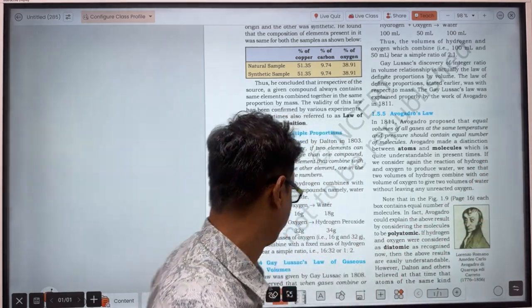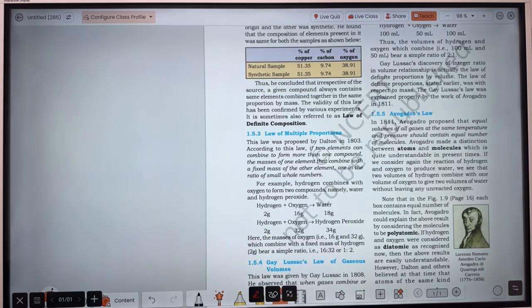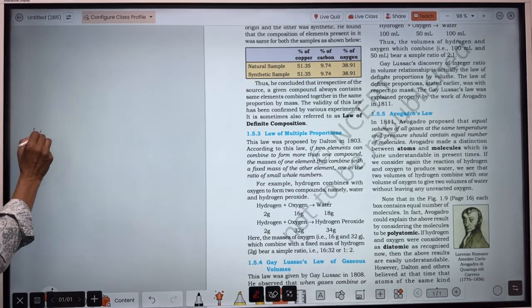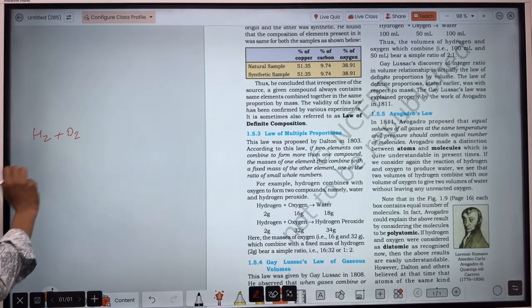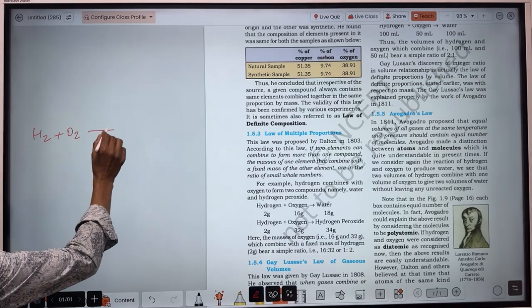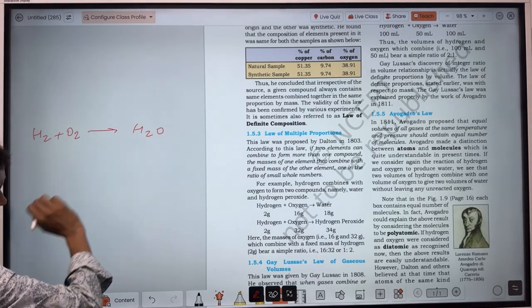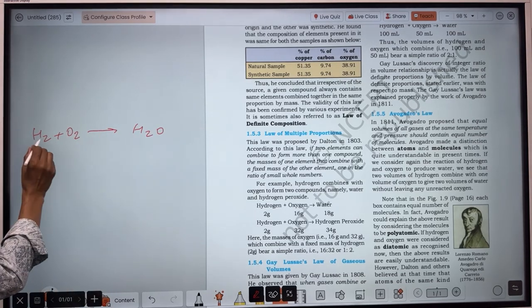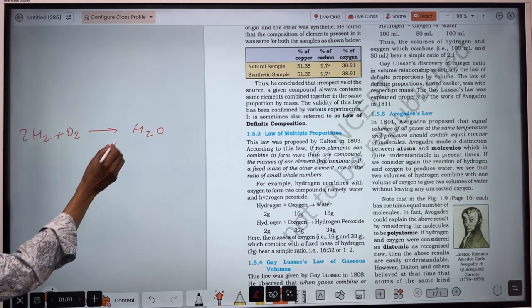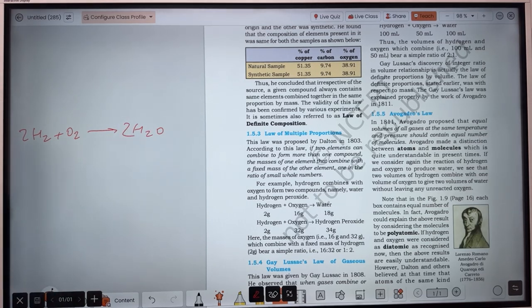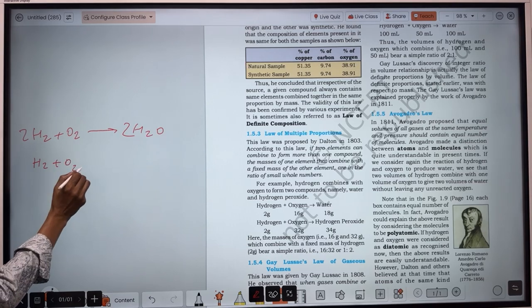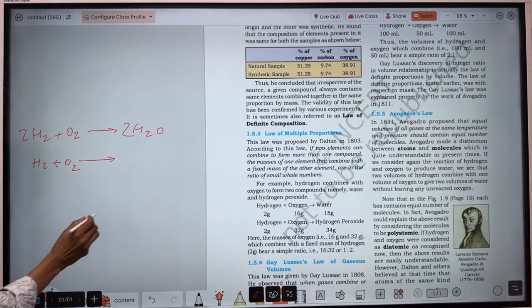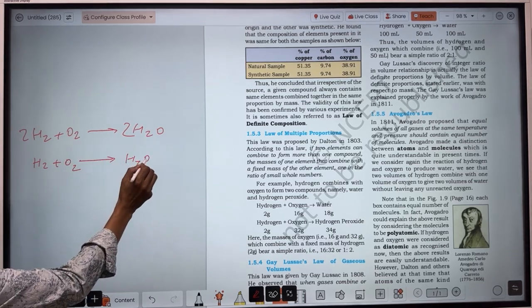So firstly, let's see hydrogen here. When hydrogen reacts with oxygen, it is in the NCERT book example. So there is formation of H2O. So here it is 2. And when hydrogen reacts with oxygen, there is formation of another compound that is called hydrogen peroxide.